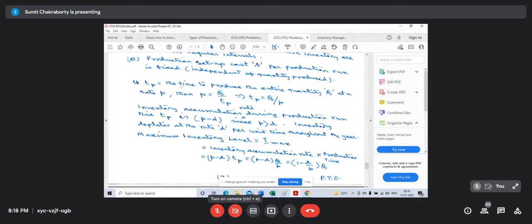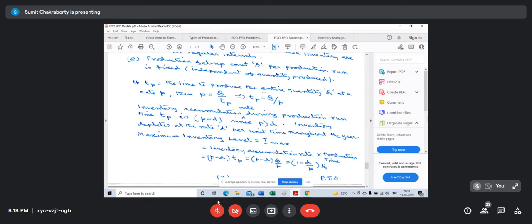If TP is the time to produce the entire quantity Q at a rate of small p, then small p equals Q by TP, so TP equals Q by p. Inventory accumulation rate during the production run time TP is p minus d, since p is greater than d. So inventory depletes at the rate of small d per unit time throughout the year. Maximum inventory level IMAX equals inventory accumulation rate multiplied by production time, so p minus d multiplied by TP.